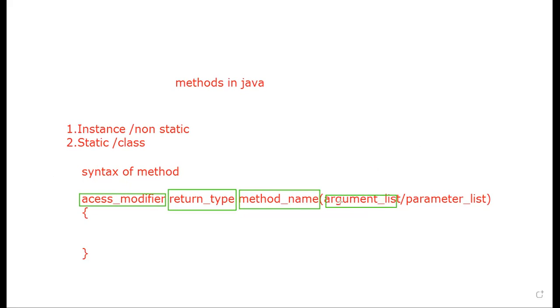Now you are getting the syntax of a method: access modifier, return type, method name, argument list, which we can say as a parameter list. What is meant by access modifier? Okay, which are the access modifiers used in our Java program? Mostly four types of access modifiers are used in Java programming: public, private, protected, and default. If we are not using any modifiers for declaring variables and functions, then by default, which modifier is active? Default modifier is active.